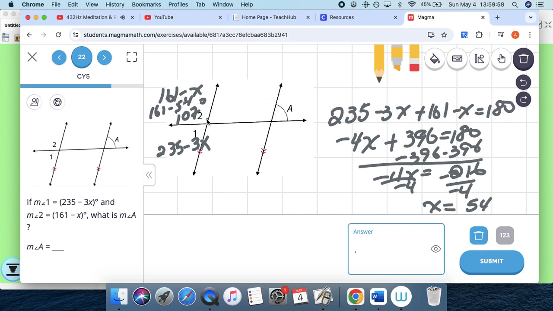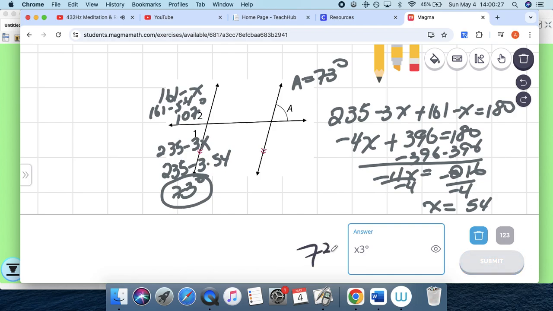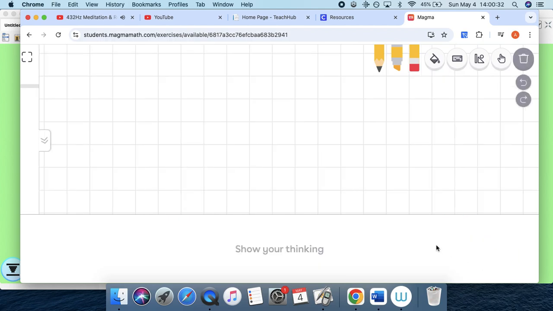Okay, now if that's 107, let me do this one. 235 minus 3 times x, or 3 times 54. 235 minus 3 times 54 is going to give us 73, which makes sense, because they're supposed to be supplementary. 107 plus 73 is 180, so we're good there. And then angle 1 and angle 8 are alternate exteriors. So if that's 73, angle A here is also going to be 73 degrees. Oh, good. Next.